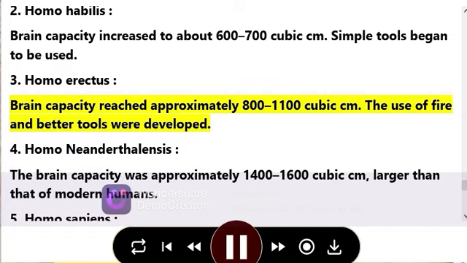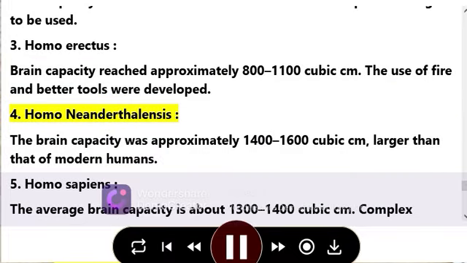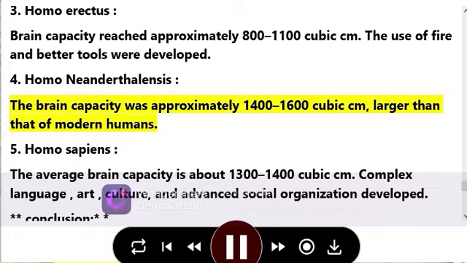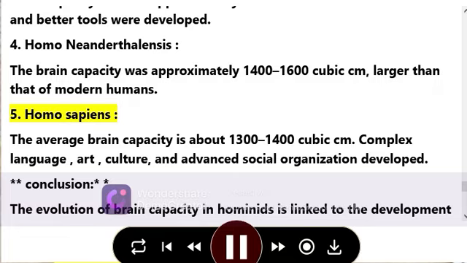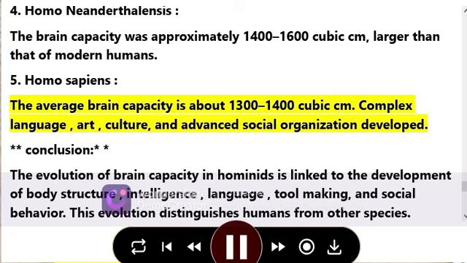3. Homo erectus. Brain capacity reached approximately 800, 1100 cubic cm. The use of fire and better tools were developed. 4. Homo neanderthalensis. The brain capacity was approximately 1400 to 1600 cubic cm, larger than that of modern humans.